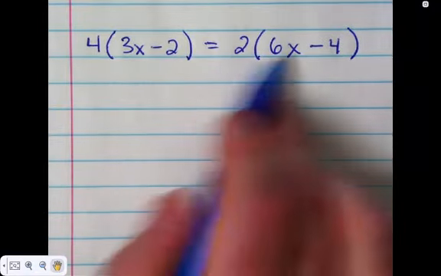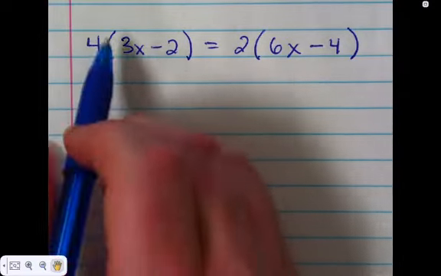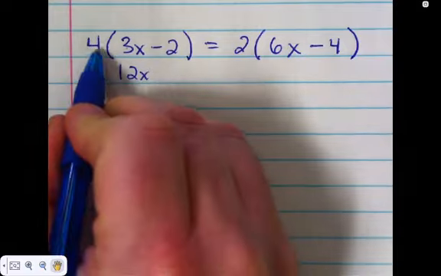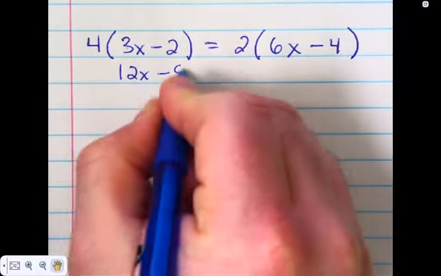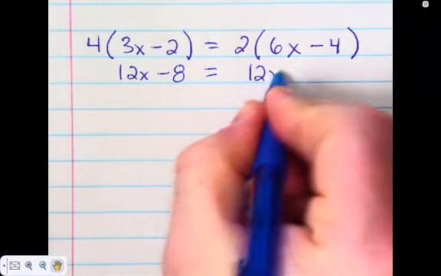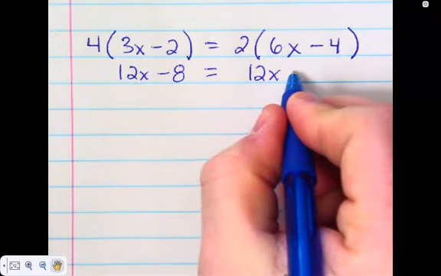Now we're going to do the distribution on both sides for this one, so let me go ahead and do that fairly quickly. 4 times 3 is 12, so I get 12x, and 4 times the 2 is 8, so it's going to be minus 8. On this side, we get 2 times 6, which is 12, so I get 12x, and then 2 times my negative 4 is negative 8.